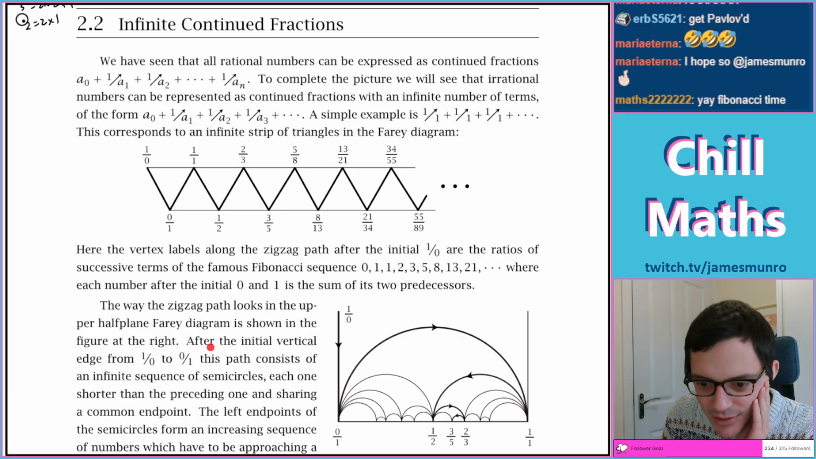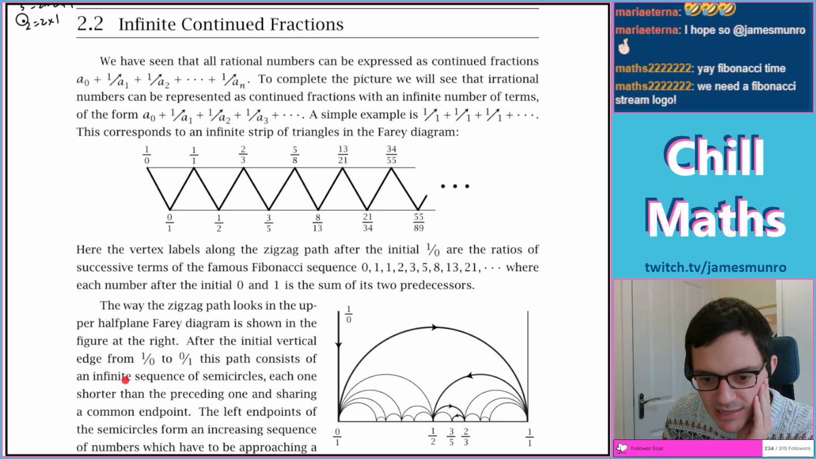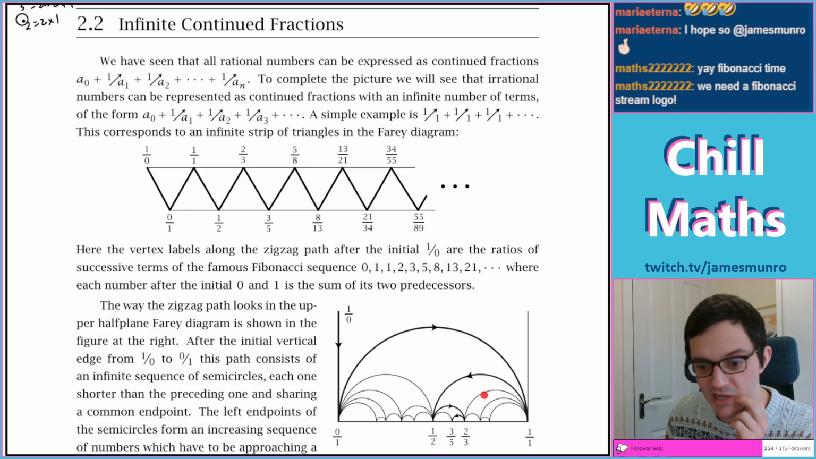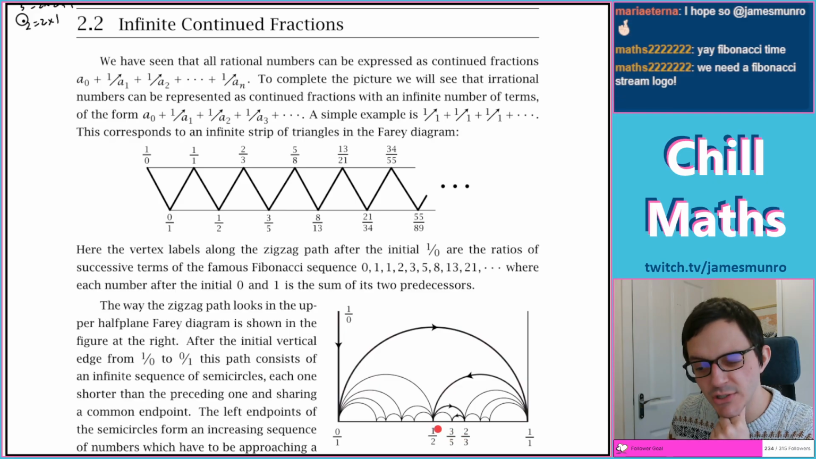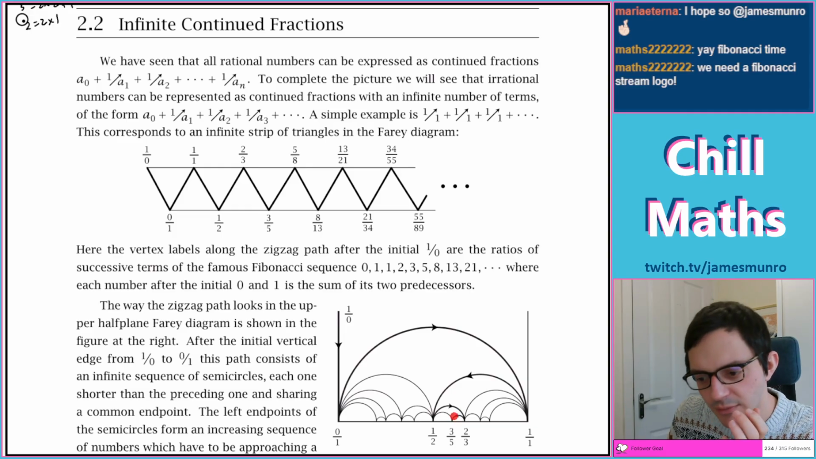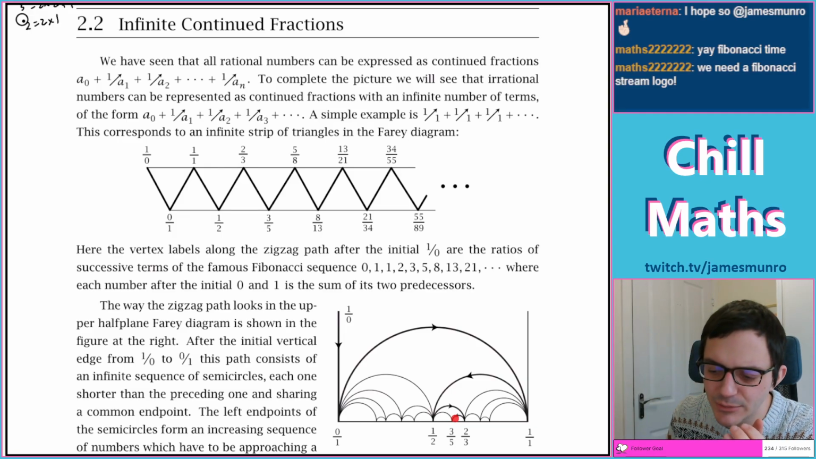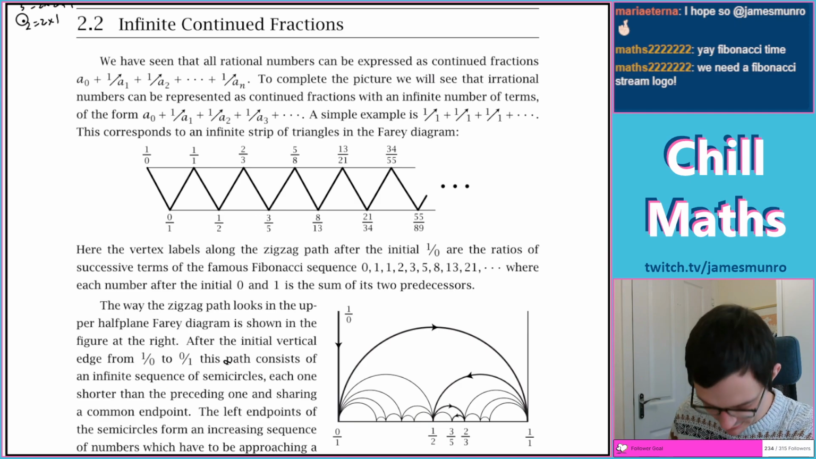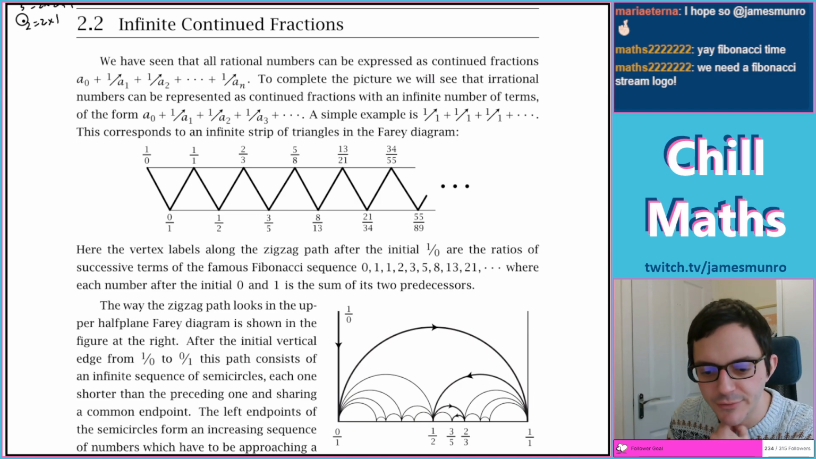Here's a description. After the initial vertical edge, this path consists of an infinite sequence of semicircles. Yes. Each one shorter than the preceding one. I think this is the one scaled to be the actual positions of the numbers, so the jump is smaller because each one's smaller. Well, it can't be larger than the previous one because it can't go further than the previous jump. It's got to land somewhere within the previous jump. Okay, each one shorter. Uncontroversial.